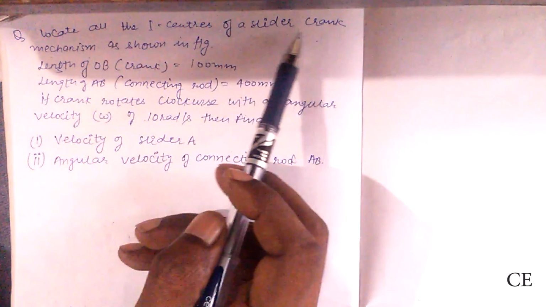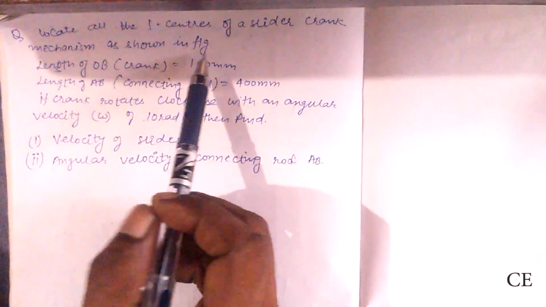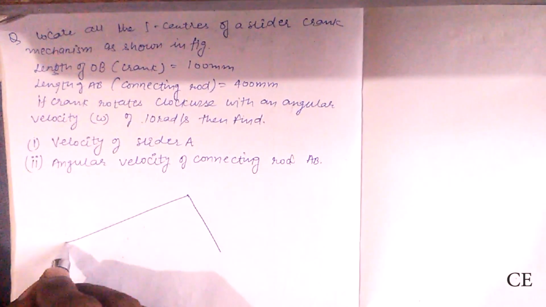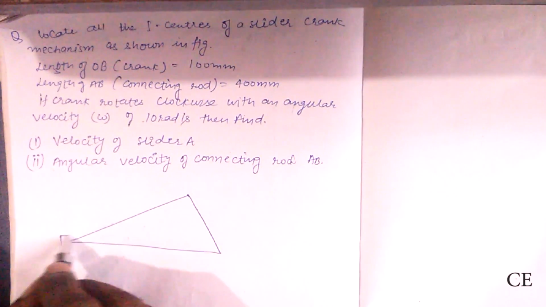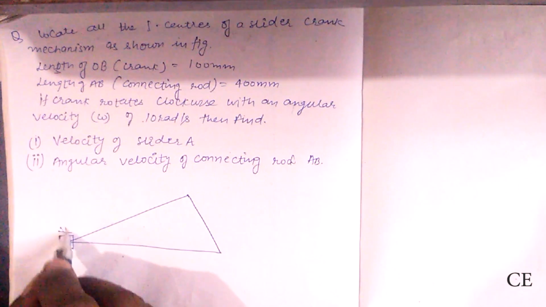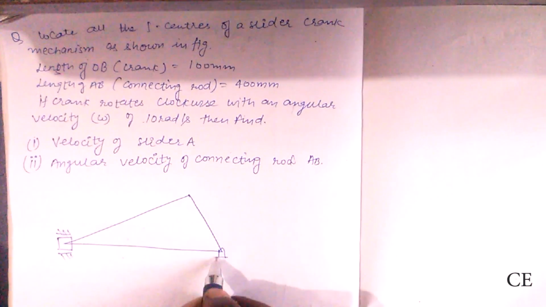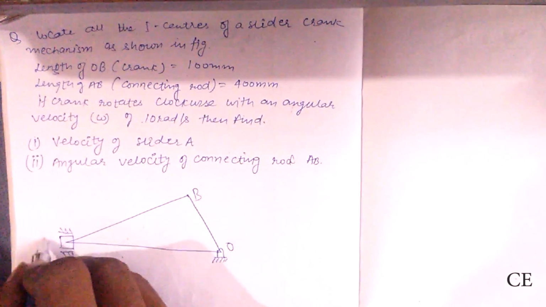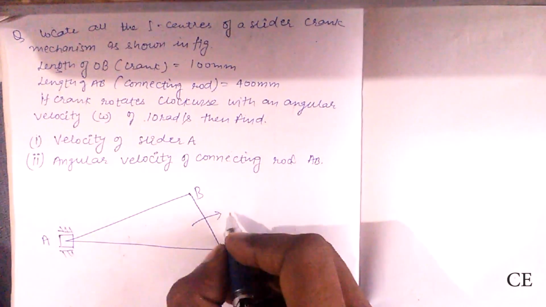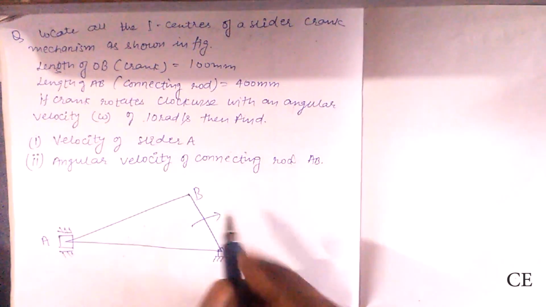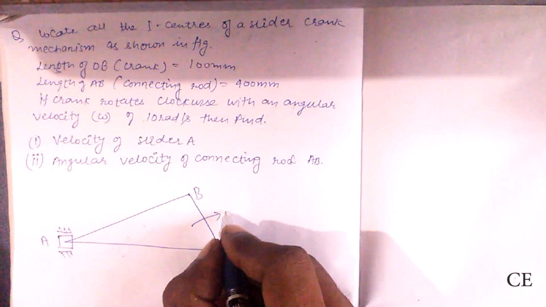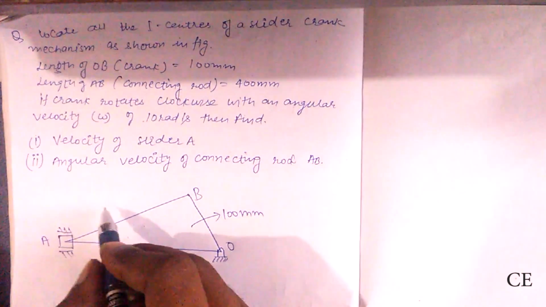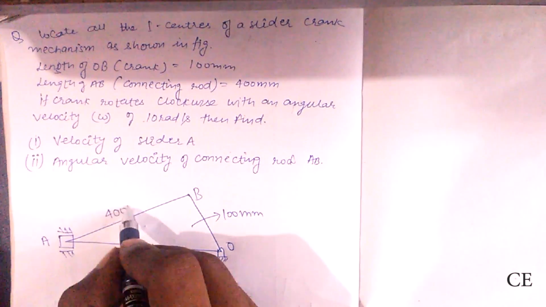Locate all the I centers of a slider crank mechanism as shown in the figure. So I'll draw the figure. The figure is something like this. Here there is a slider, and it is fixed over here at a hinge. This is a crank OB, and this is A. This is rotating clockwise. The length of OB is given as 100 mm, and the length of AB is equal to 400 mm.